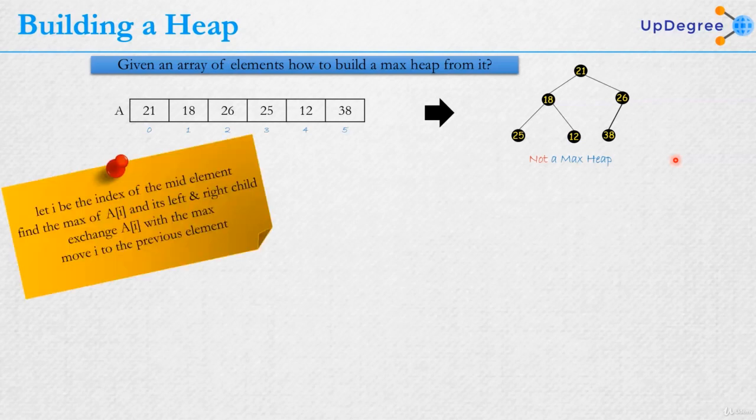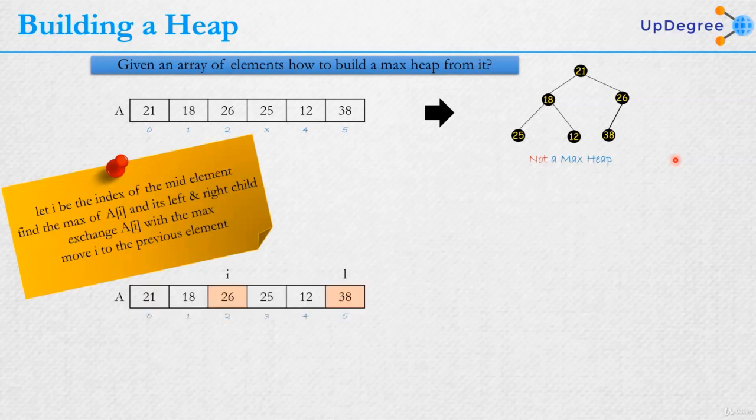Firstly, let's say i is the index of the mid element of the array. In this array, there are 6 elements. We are calling the index 2 as i, and A[i] is the element there. If i is the mid element, its left child will be 2 times the index value 2, which is 4, plus 1, which is 5. So the left child is at index 5. Let's call it L. The right child will be at 2 star i plus 2, which is index 6. But in this case, index 6 is not present in the array, so it has only one left child.